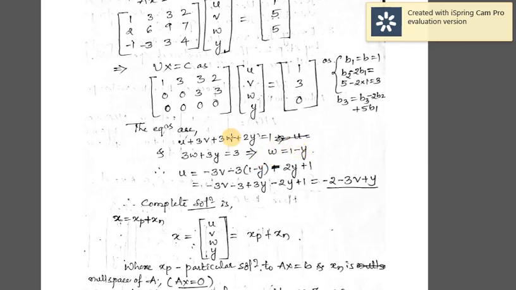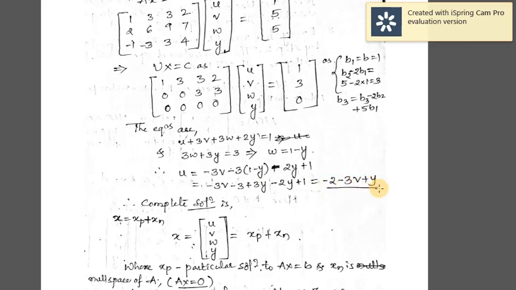Now let's write the equation for u. U is equal to, take all of this on the right side, so it becomes minus 3v minus 3w. Let's substitute the value of w, which is 1 minus y. Then minus 2y, and plus 1 as it is. When we solve this, we get minus 3v minus 3 plus 3y minus 2y plus 1. When we solve all this, we get minus 2 minus 3v plus y.